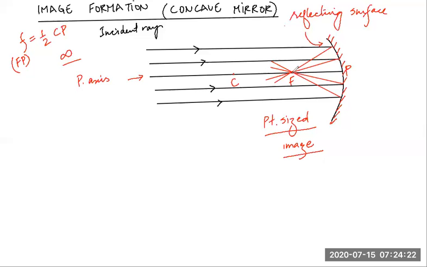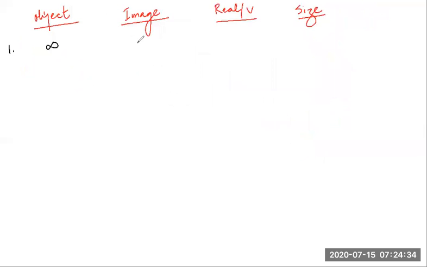Now, I've told you, once you see the complete video, you'll come to know the difference between a real and virtual image. So I'll tabulate all the data. The object is at infinity, the image is at focus. Whether it is real or virtual, it's real. What is the size? It is highly diminished, very small size.